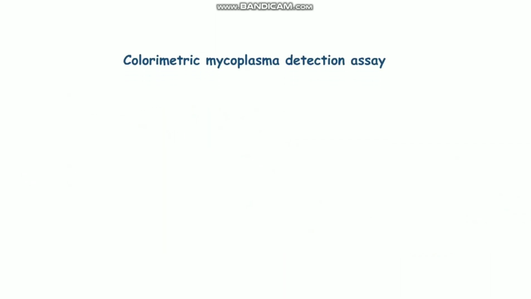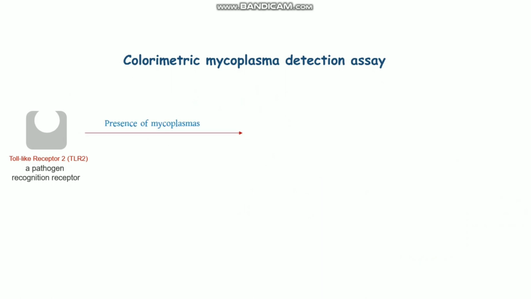Next is the colorimetric mycoplasma detection assay. This is the most convenient process. People normally follow this kind of process. Here also you need a kit. This kind of kit is also available in the market. First, the kit contains cells, and those cells contain toll-like receptor 2 or TLR2, and this receptor recognizes the pathogen. So this is normally known as a pathogen recognition receptor.